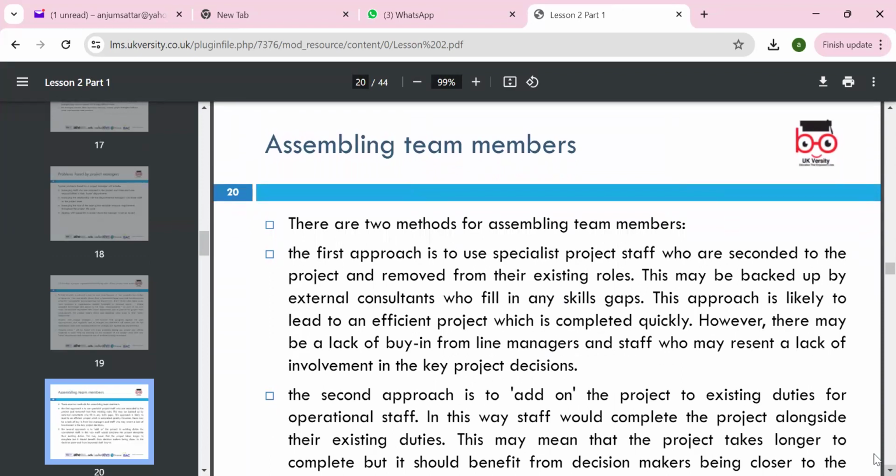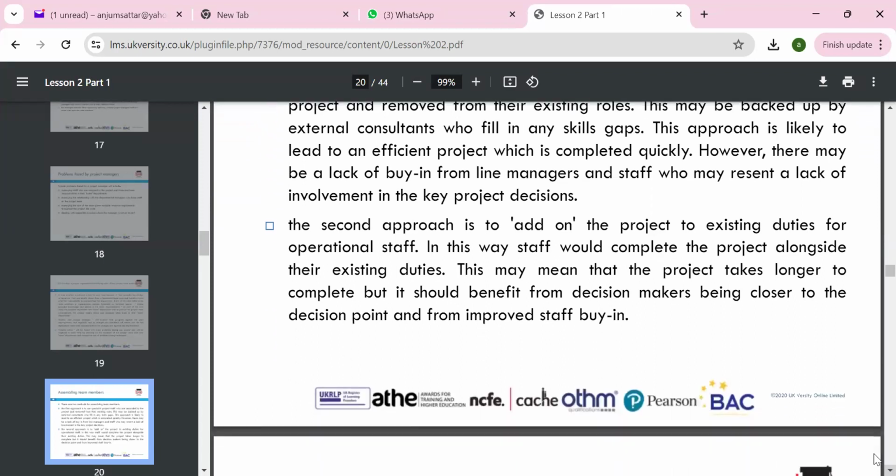Assembling the team members. Yes, there are two methods of assembling the team. The first approach uses specialist project staff who are seconded to the project, removed from their existing roles. We can look around skill graph. This approach is likely to lead to an efficient project, completed quickly, but with a lack of involvement. The second approach is add-on, where the project is added to existing, deeply operational roles alongside them, which takes longer to complete but benefits closer decisions.